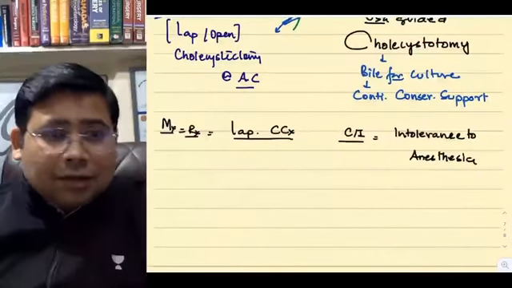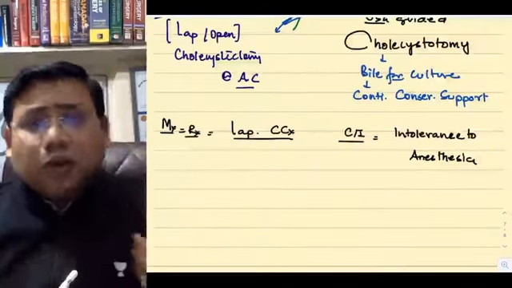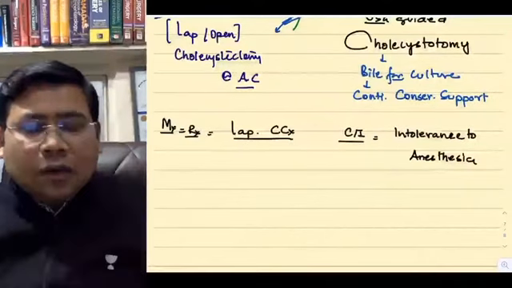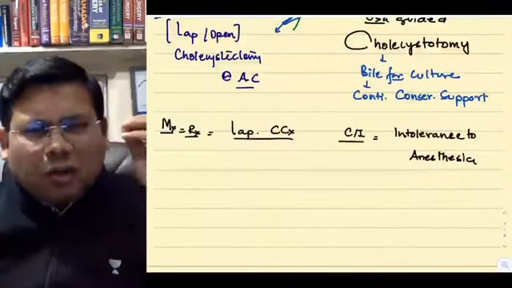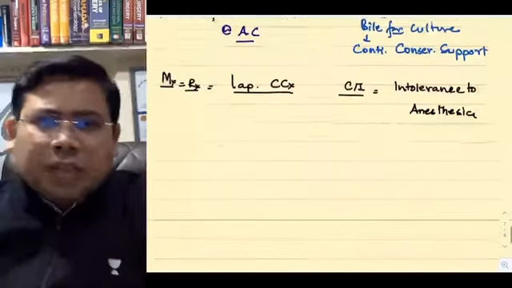Earlier, even CABG was considered a contraindication. Today we are doing the majority of the resections in laparoscopy. We have an endo bag, we deliver it out, so there is no point of port site contamination. Is that clear? Gone are all those days. So today lap cholecystectomy is the gold standard.